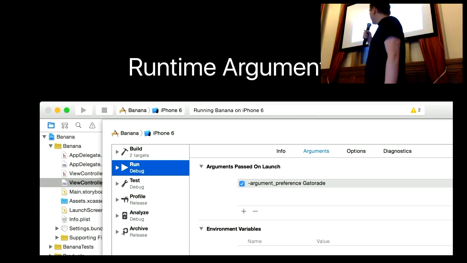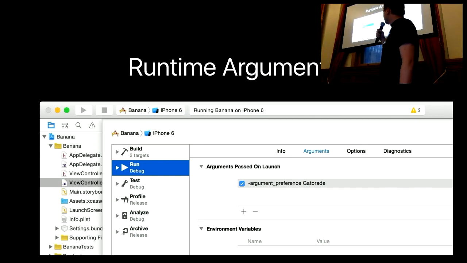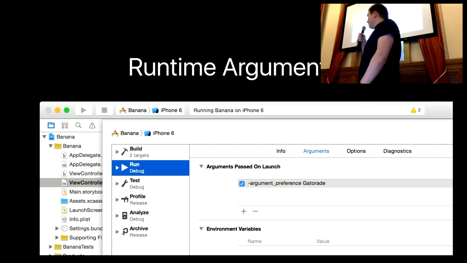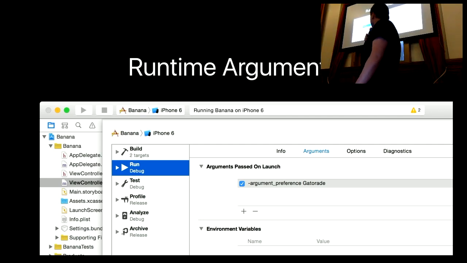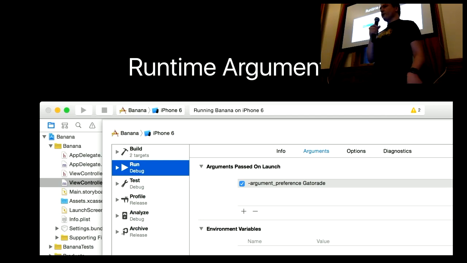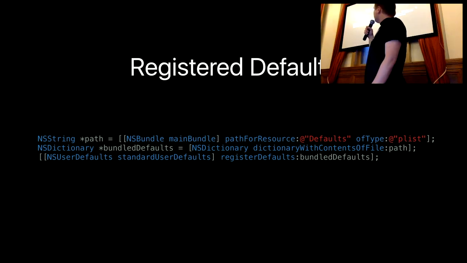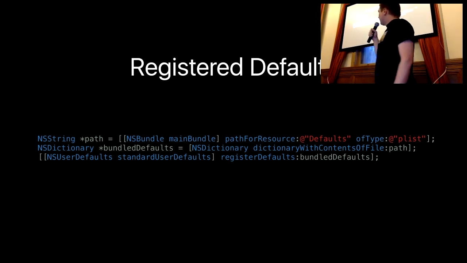And here's runtime arguments. I don't see it used too much, but I use it a lot. What you can do with that is create arguments whenever you want, just in your scheme, and you can load those through user defaults as well. So this is how you register the default values. Something I do is have a plist file that has all these defaults in the resources, and then you can just load that up when you start the app.